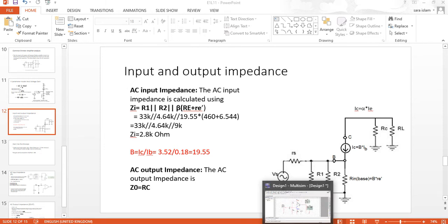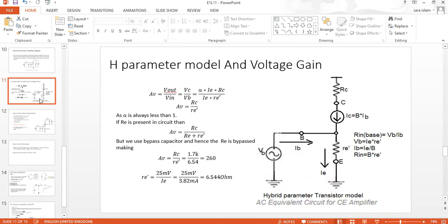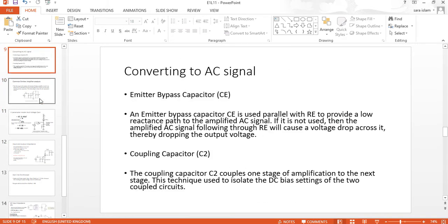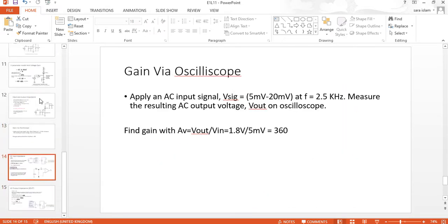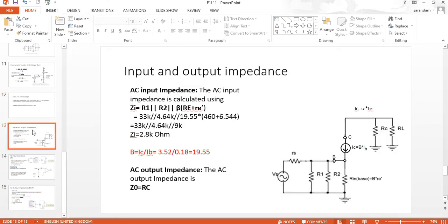Okay, welcome to the last part of your lab number 11. In this part we are going to find out the input and output impedances with the help of the formulas which you observed in the theory part of your lab, using theoretical procedures. We have gone through the gains and everything. The only remaining elements are your input and output impedances, right?